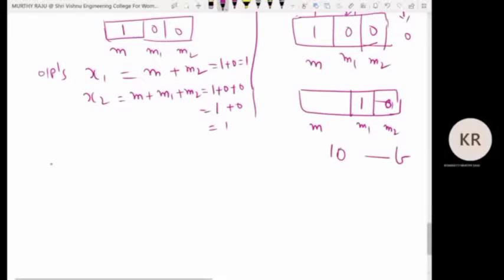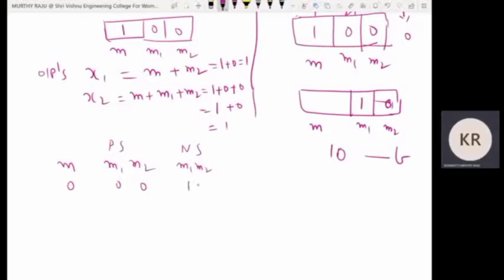Therefore, M bit is 0. Present state. This is the present state. M1, M2, 0, 0. This is the next state. M1, M2 is 1, 0. This is the A state. This is the B state.